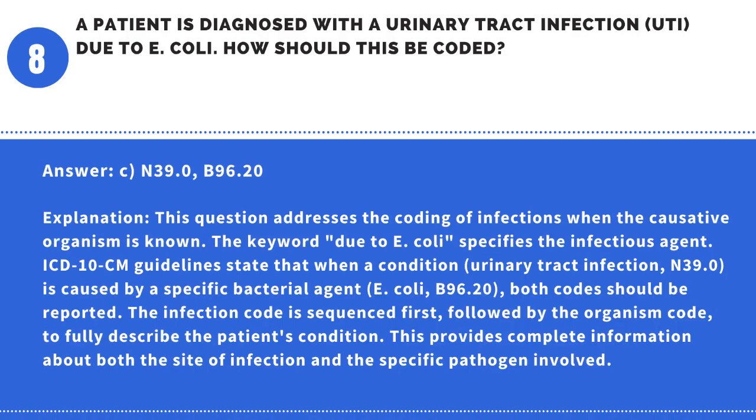N39.0, B96.20. This question addresses the coding of infections when the causative organism is known. The keywords due to E. coli specify the infectious agent. ICD-10-CM guidelines state that when a condition, urinary tract infection, N39.0, is caused by a specific bacterial agent, E. coli, B96.20, both codes should be reported. The infection code is sequenced first, followed by the organism code, to fully describe the patient's condition. This provides complete information about both the site of infection and the specific pathogen involved.